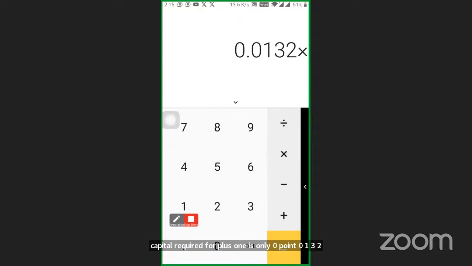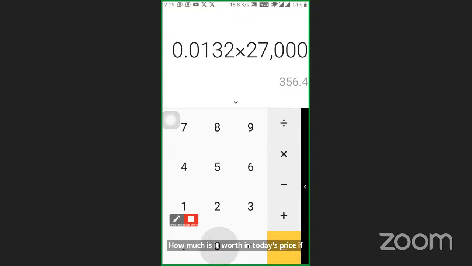How much is it worth in today's price? If you multiply it with 27,000, this will require only 350 USDT. So you have a less than $500 strategy now.